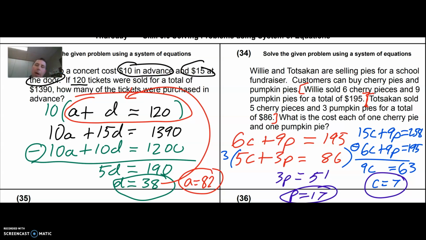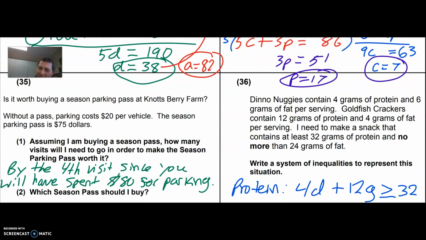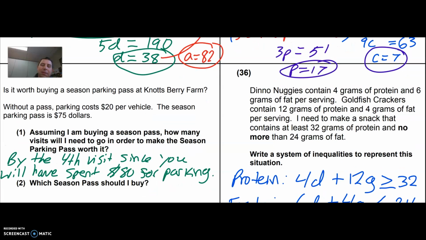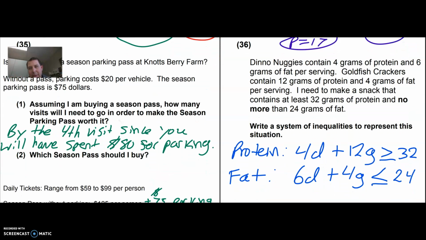The cost of a pumpkin pie is $17, which had better be a really good pumpkin pie, because that is a ridiculous price tag for pumpkin pies. So that's 34. So 35, I'm not going to go over 35. I thought it'd be a fun little example for you to play with. So I'm going to skip that one and just focus on 36.